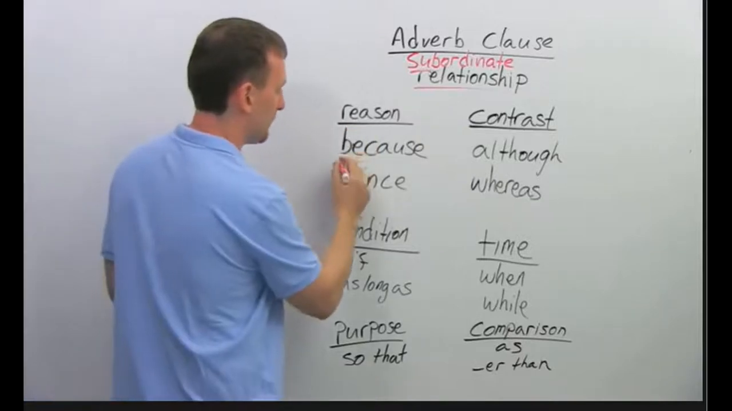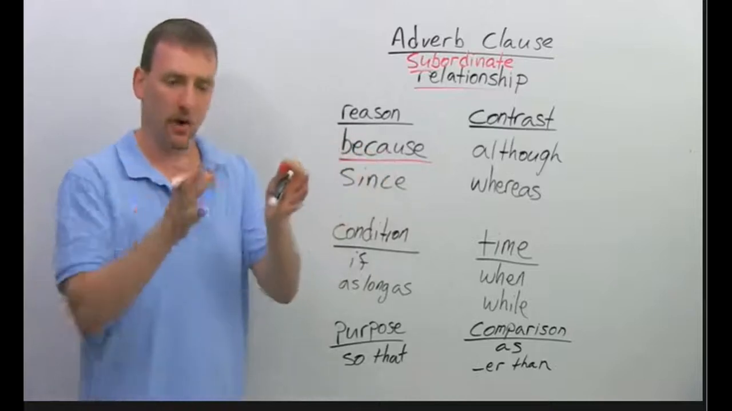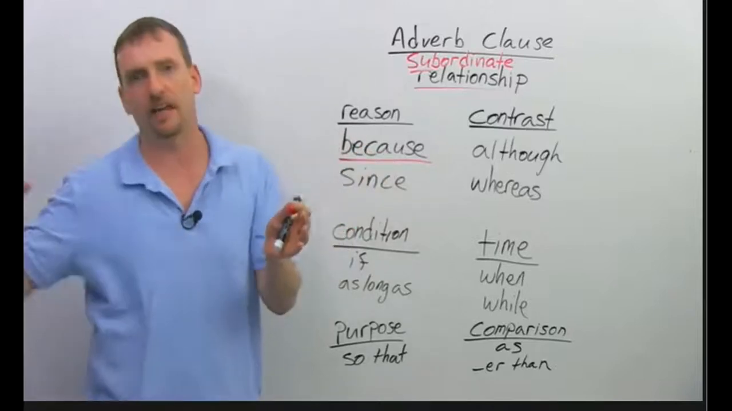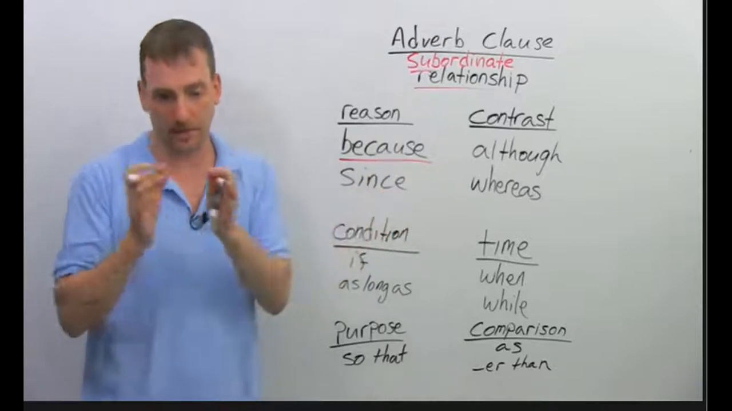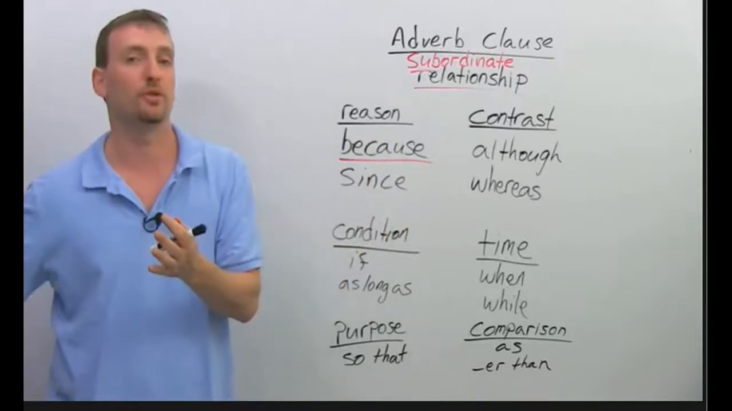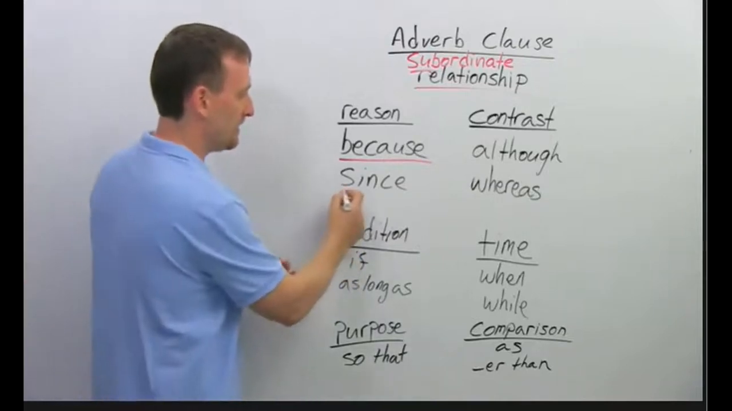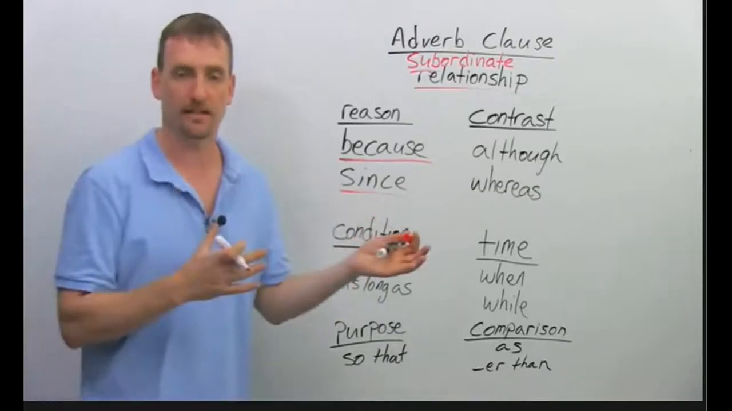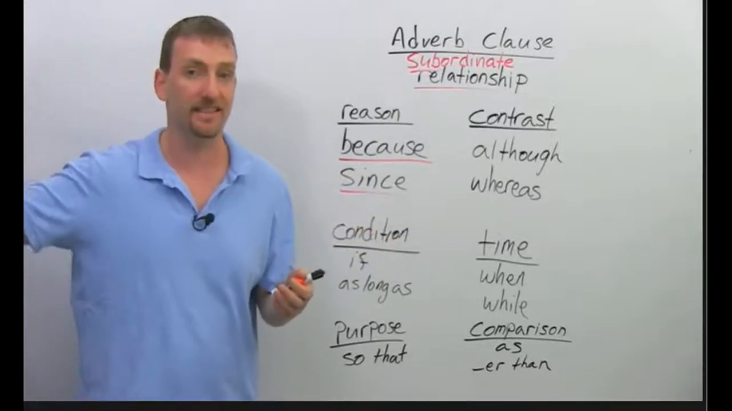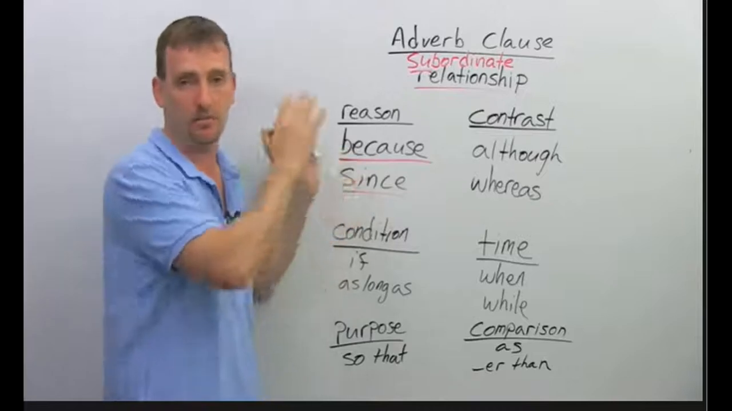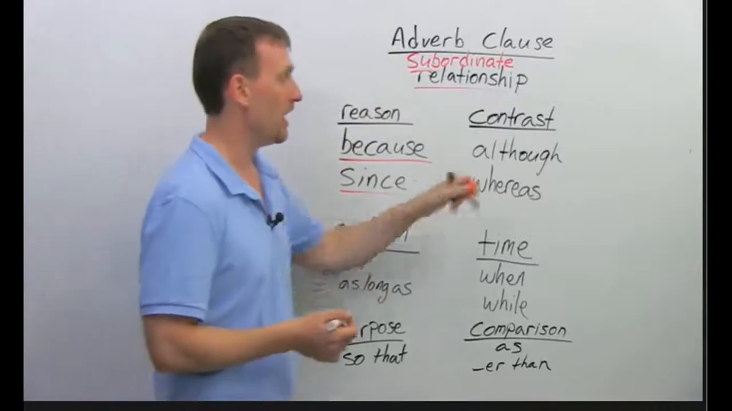So, because. Okay, because means reason. So I did something because I had to do it. Okay, so I did something, independent clause, because, why? I had to do it. I had no choice. That's the relationship between the two. Since can also mean because. Since, of course, can also mean since the beginning of something, since a time. But it can also mean because when we're using it as an adverb clause conjunction.